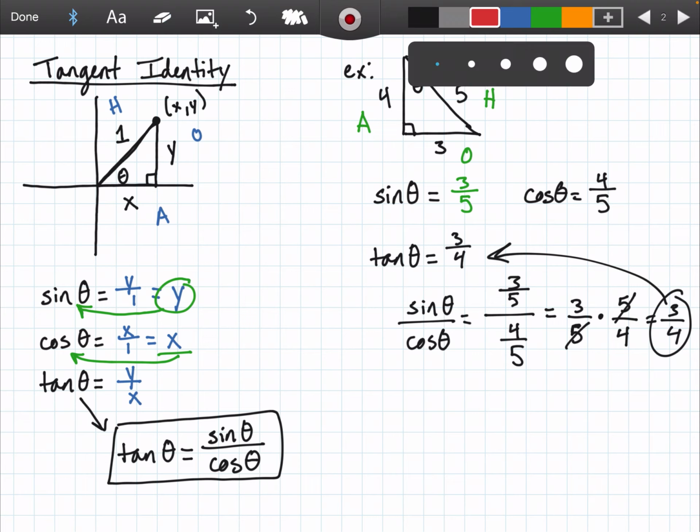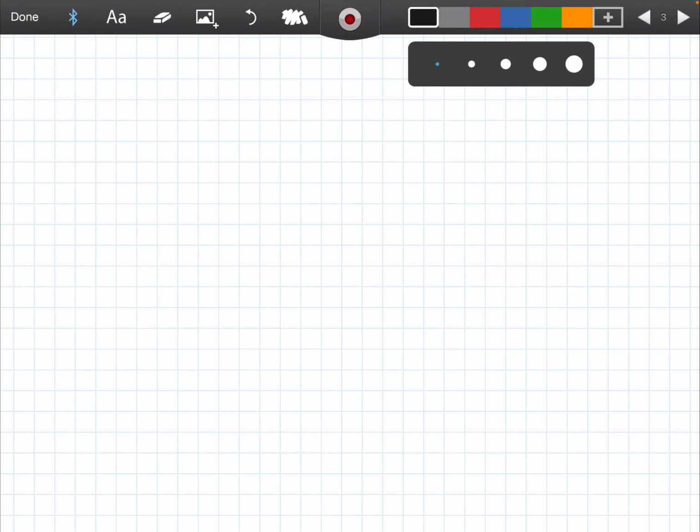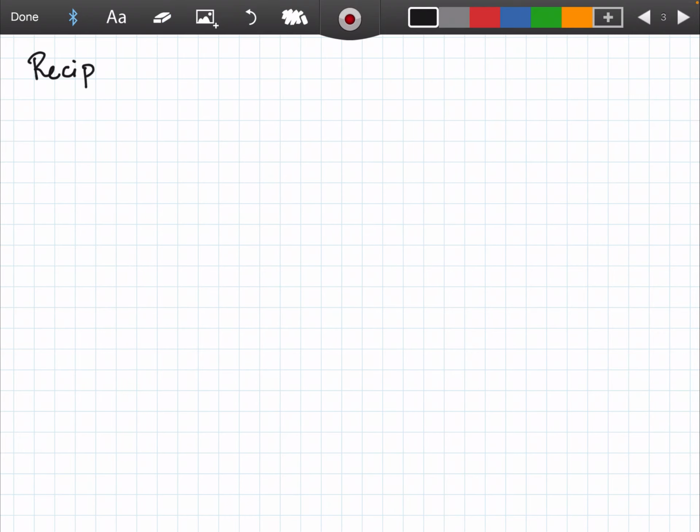This is going to be a big one that I want you to remember. I don't necessarily need you to remember this example we did, but I do want you to remember that tangent is sine over cosine. You're like, great, why do I care? We're going to get there really soon, I promise. Now we get to reciprocals.